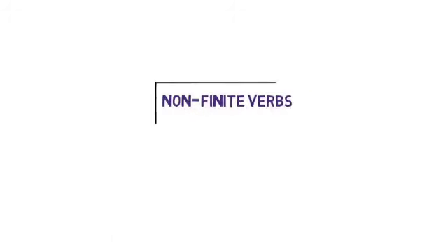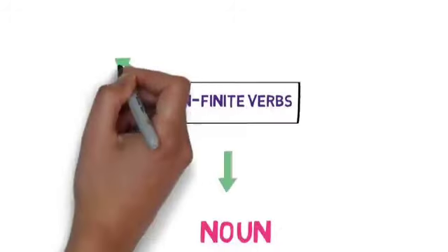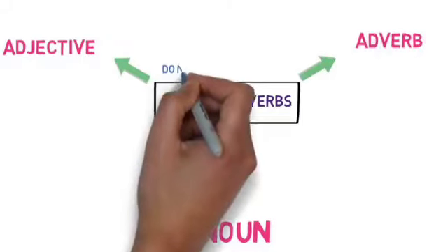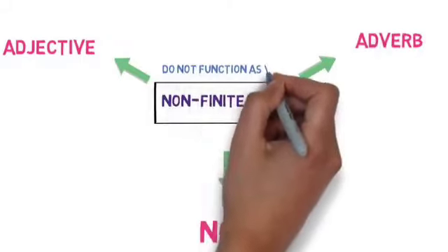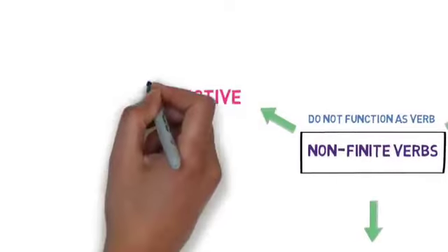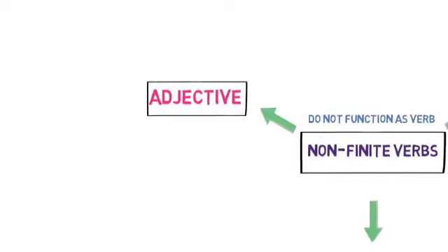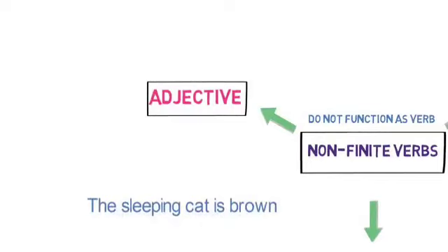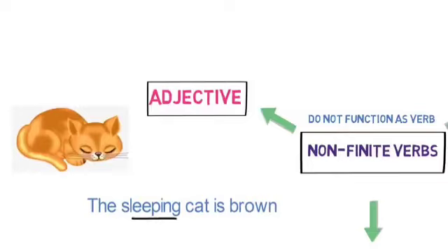Non-finite verbs function as noun, adjective or adverb in the sentence. They do not function as verb in the sentence, as we just understood. Now let's understand their functionality as an adjective with an example. The sleeping cat is brown. Here, sleeping functions as an adjective in the sentence as it is describing cat.